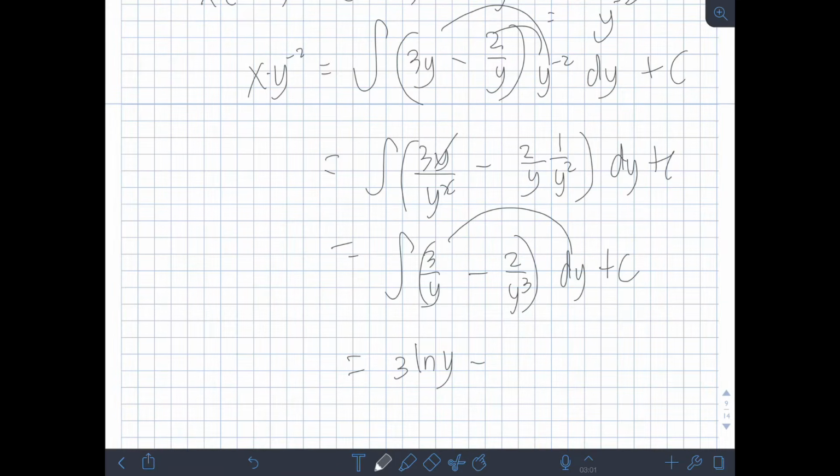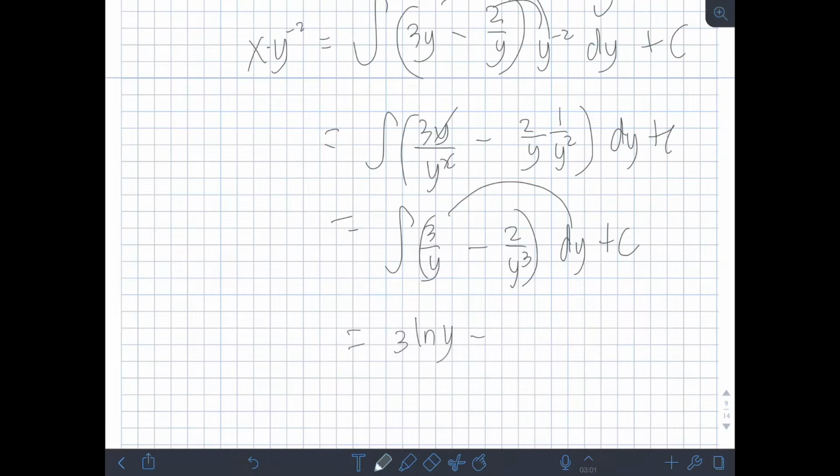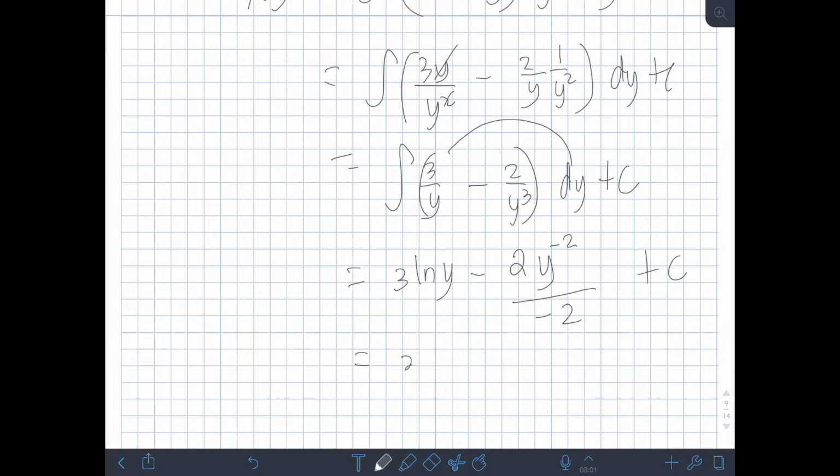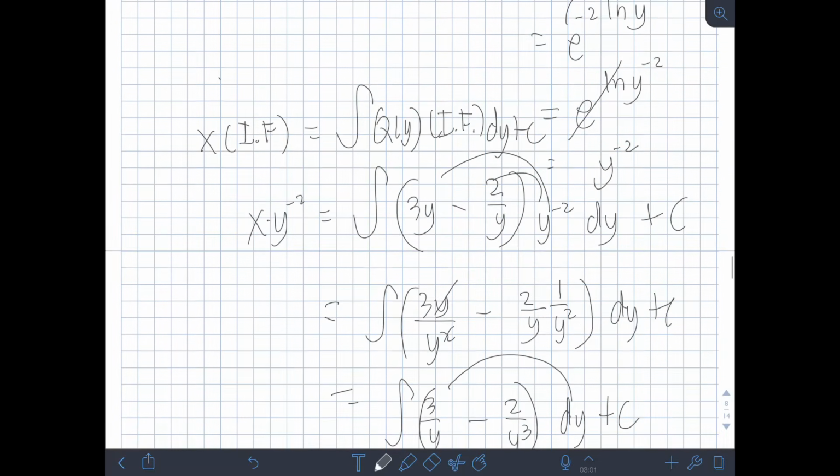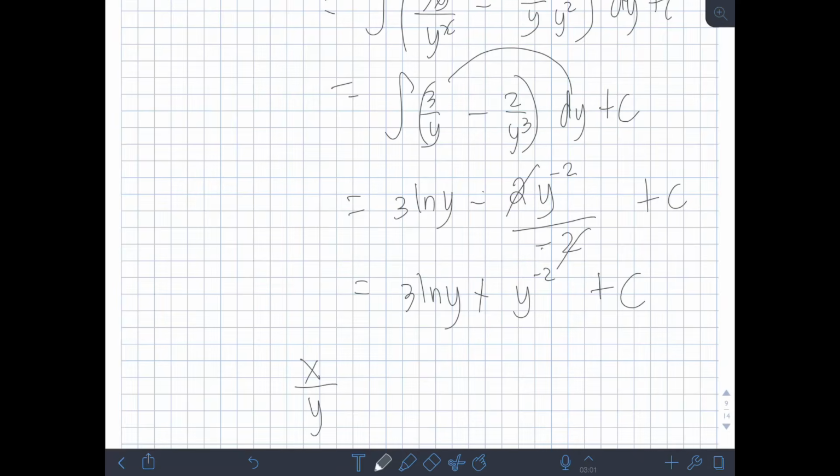So, parang power formula, parang 2y raised to negative 3. So, plus 1, magiging ano yan, negative 3 plus 1 is negative 2 over, so, y raised to negative 2, tapos magkakaroon tayo ng over negative 2. So, parang 2y raised to negative 2 over negative 2 plus c. So, we have 3 ln y minus cancel to, magiging negative divided by negative is positive na, y raised to negative 2 plus c. So, therefore, we have x over y squared.